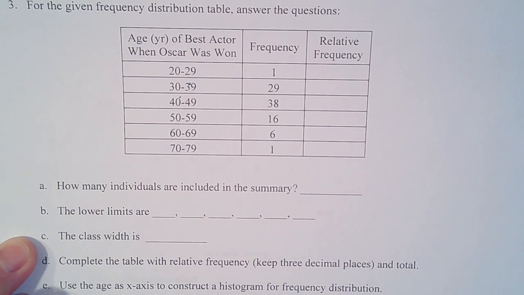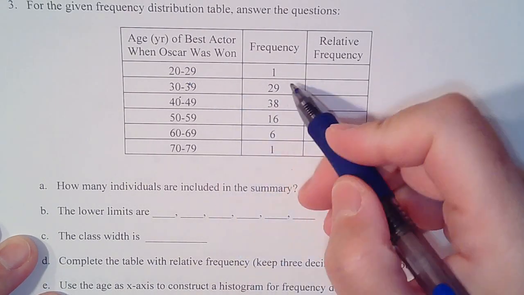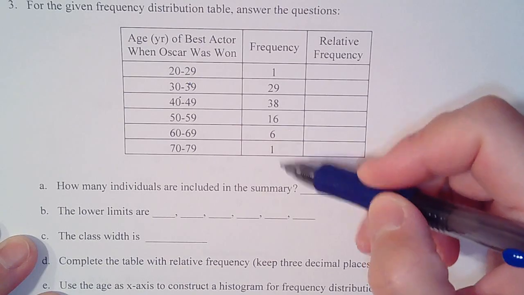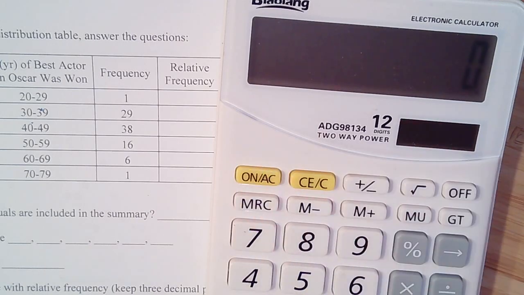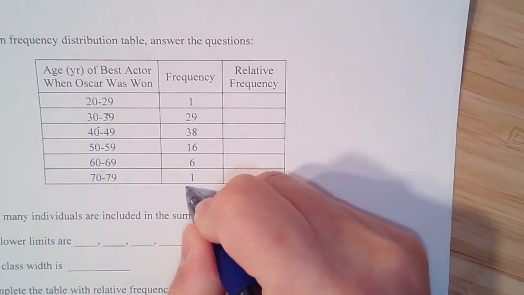Now I would ask you the following questions. Number 1, how many individuals are included in the summary? Once you have the frequency of each class, you just need to add them up. So you add 1 and 29 and 38 and 16 and 6 and 1. I take out my little calculator: 1 plus 29 plus 38 plus 16 plus 6 plus 1. Total is 91.